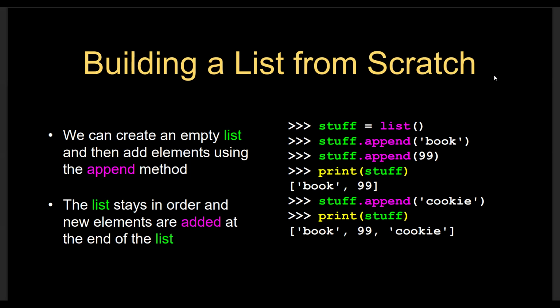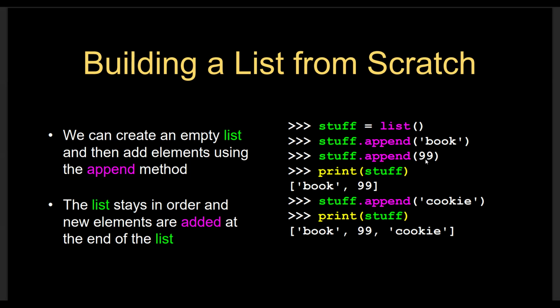So here, I created a stuff variable, and I am using the list constructor. Here I applied the list constructor to the stuff variable. Whenever we use the list constructor, it automatically creates an empty list inside the memory. After that, stuff dot append of book. Here I am adding this book to the end of this list. Next one, stuff dot append of 99.